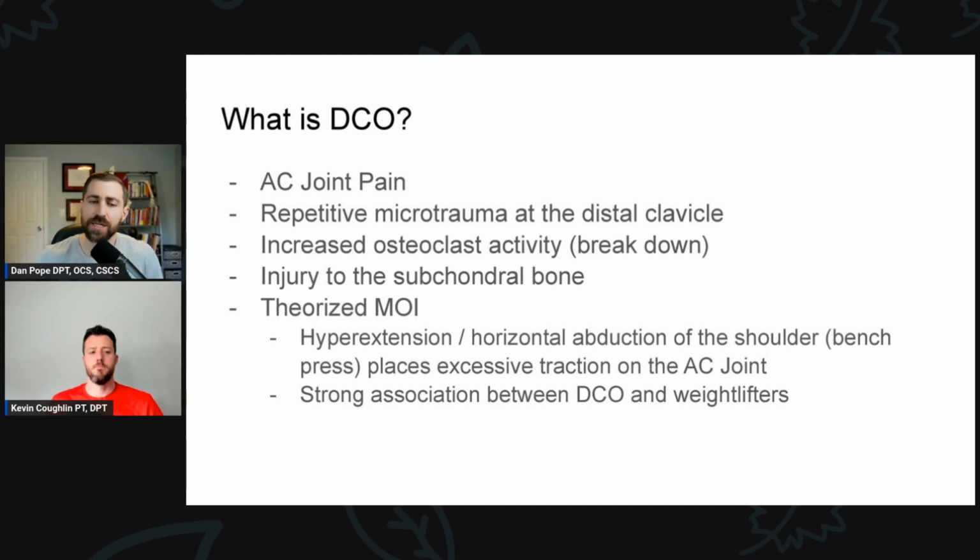And the theorized mechanism of injury is hyperextension and hyper horizontal abduction of the shoulder. So think about bench press, especially with a wide grip. When we bench press, the elbows are up to the sides. We're going into horizontal abduction, and that's going to place excessive traction on the AC joint. So one of the thoughts is that you are pushing that joint together and then it gets rubbing, basically. So it's micro trauma to the distal clavicle over the course of time that can create pain.